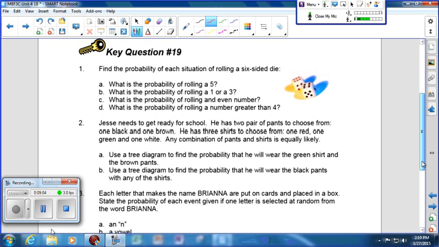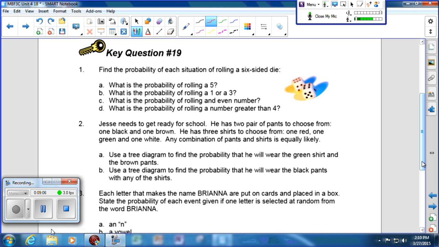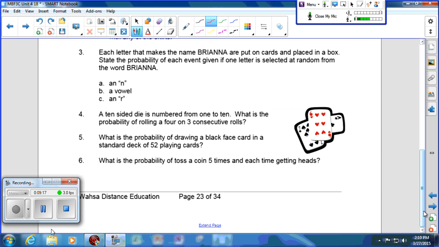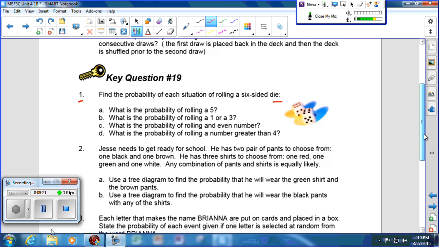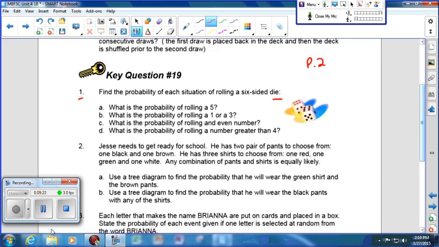So these are key question 19, and hopefully they'll look familiar to you from the support questions. Find the probability of each situation rolling a 6-sided die. Again, that's singular for dice, so keep that in mind. It's page 23. What they're talking about is 1 die, 1 to 6, not 2. They show 2, but in fact it's just 1 die. I've got to fix that. That diagram is really misleading.